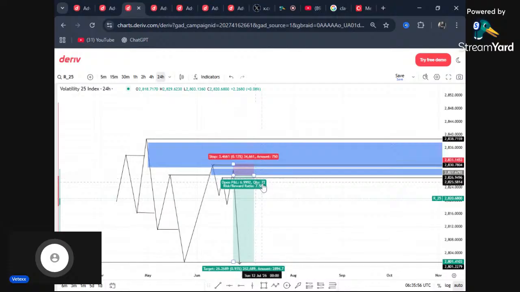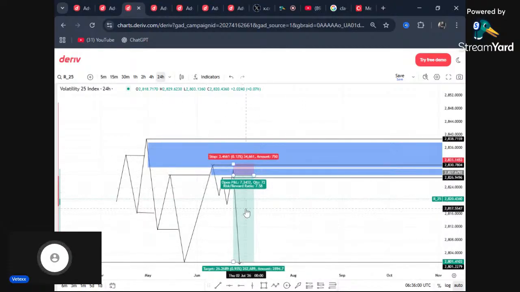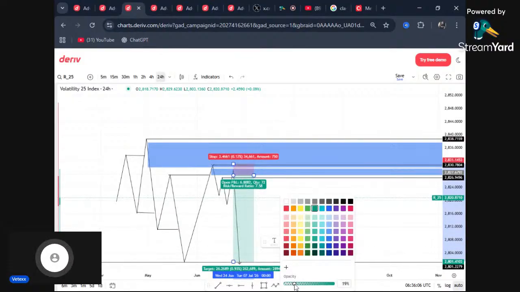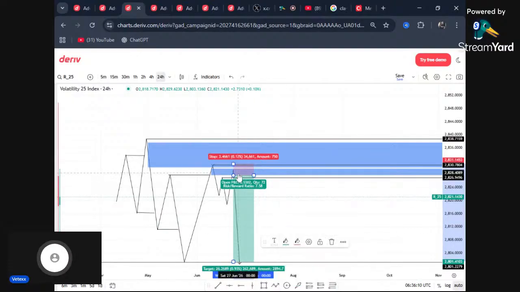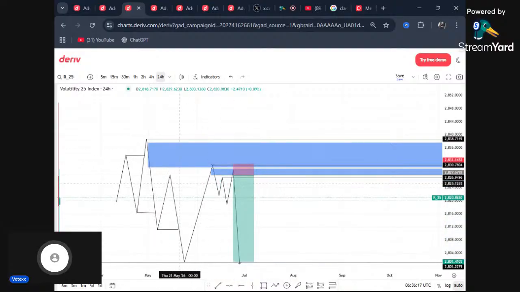Once price taps into your point of interest, you look for your continuation and then your confirmation entry, and then you ride along with it. That is basically how you make more money trading this system. It's all about being patient. So this is it. This is what we look out for every single time.